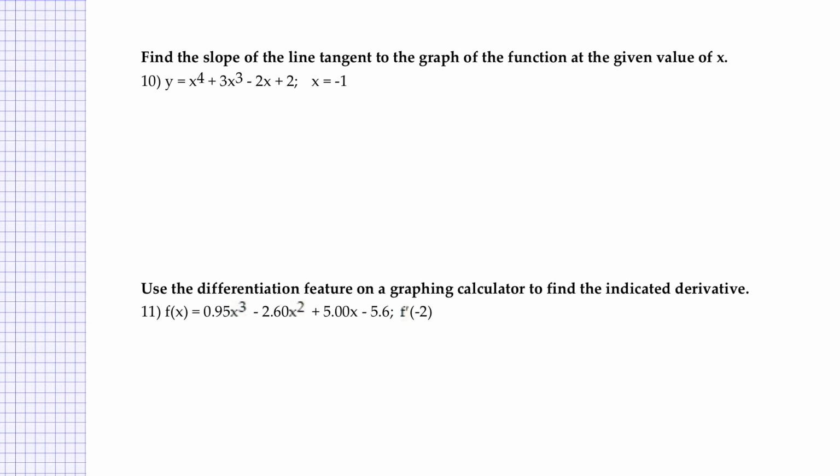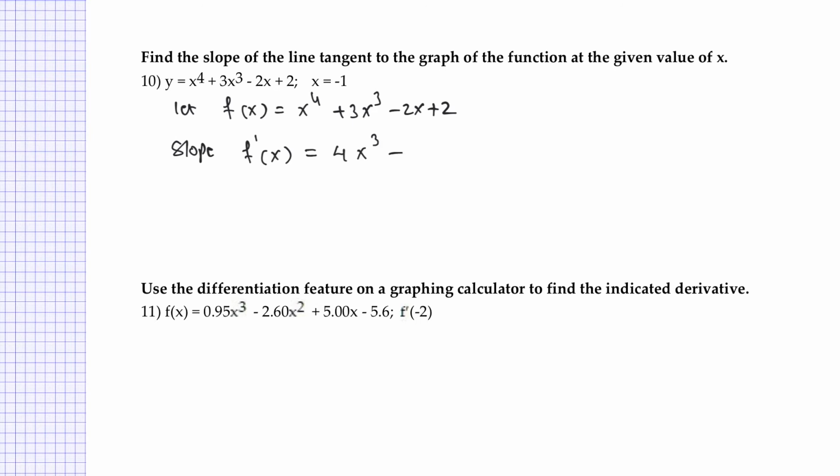Find the slope of the tangent line of the function at x equals -1. Let f of x equal x to the 4 plus 3x cubed minus 2x plus 2. The slope of the tangent line is the derivative of the given function, f prime of x.